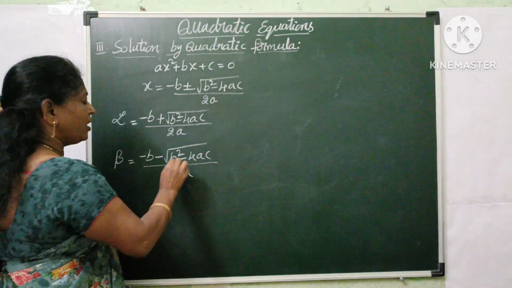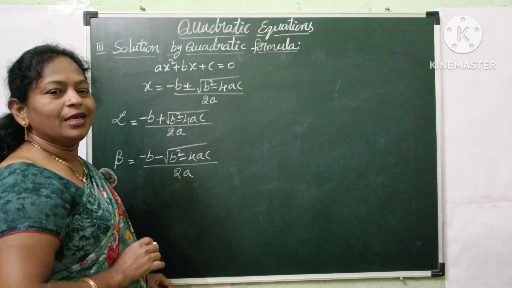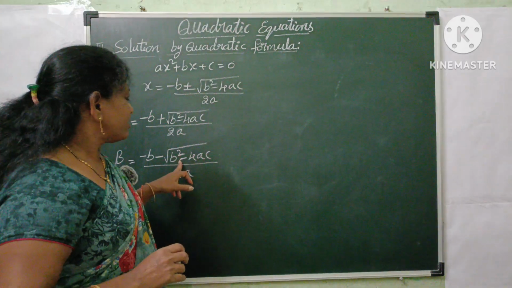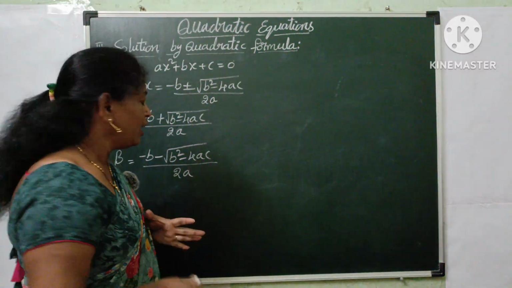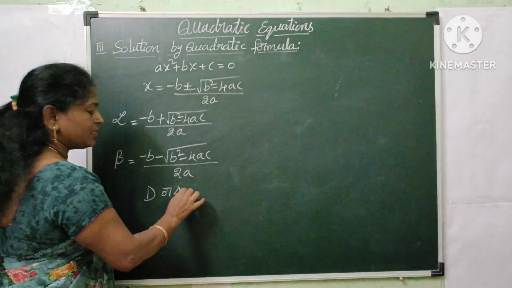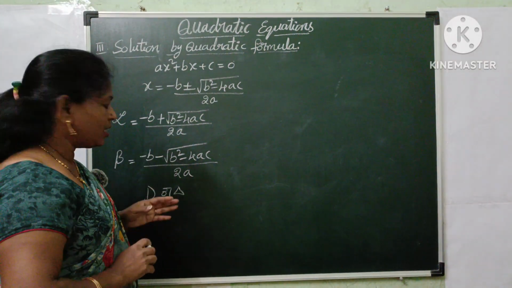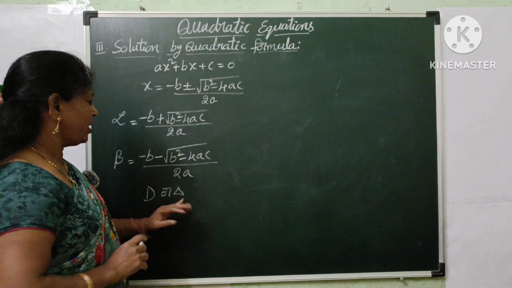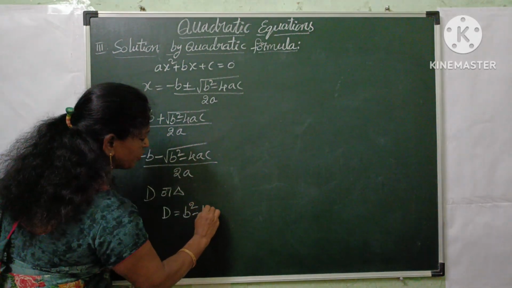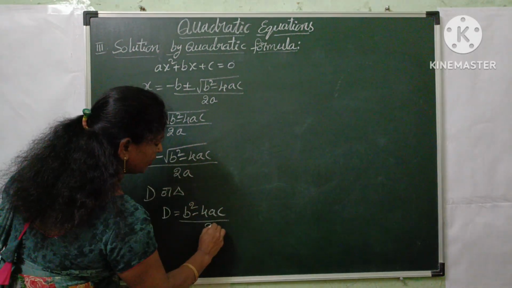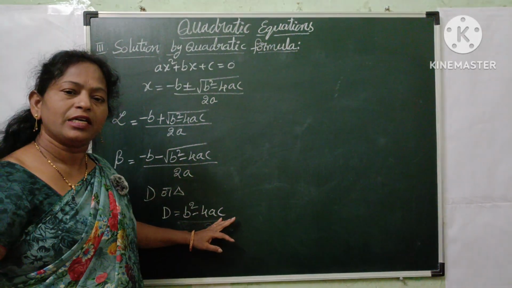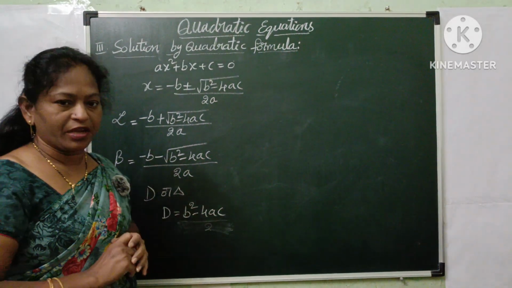Right. Next, here b square minus 4ac is the discriminant of the quadratic equation. So we have to denote the discriminant as delta. This is delta, a triangle. Yes or no? So we denote D, delta, equal to b square minus 4ac. Here b square minus 4ac is the discriminant of the quadratic equation.